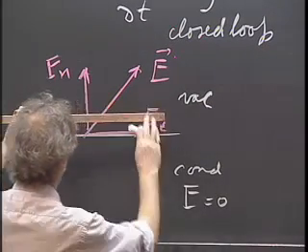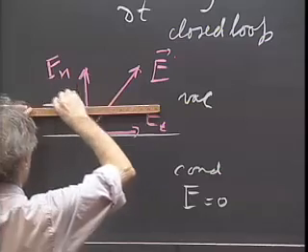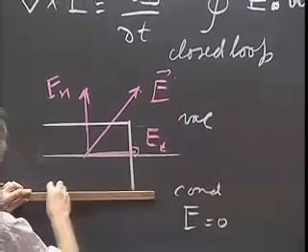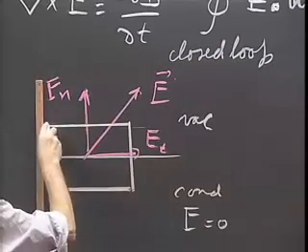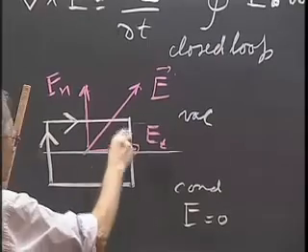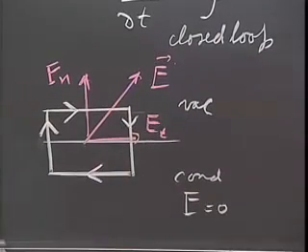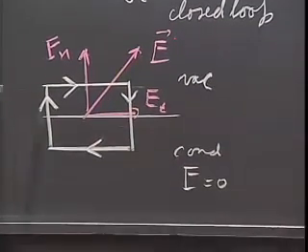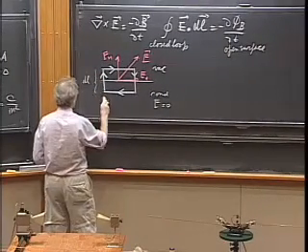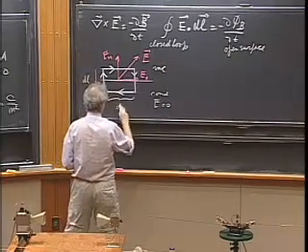Now I'm going to make a closed loop. This is my closed loop. Shouldn't surprise you that I choose it this way. And I'm going to march around this closed loop in any direction that I want to, but I chose this direction. It makes no difference which direction you choose. And let this be dl, and let this be dB.